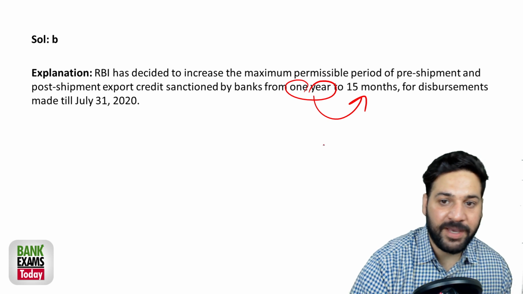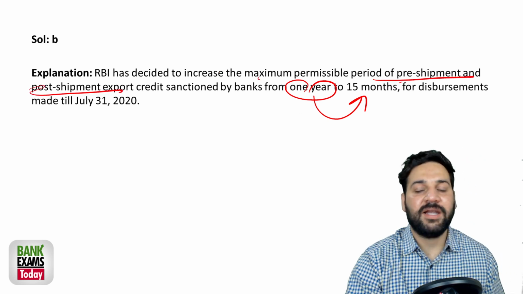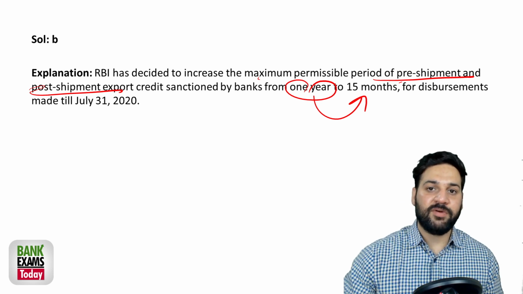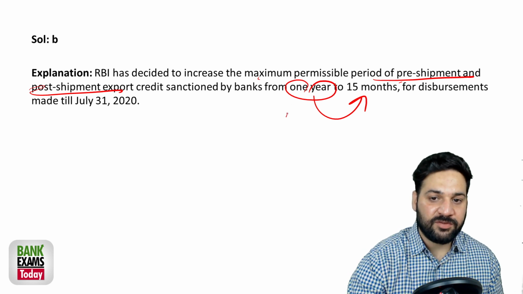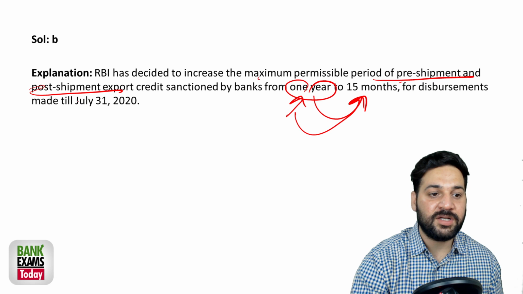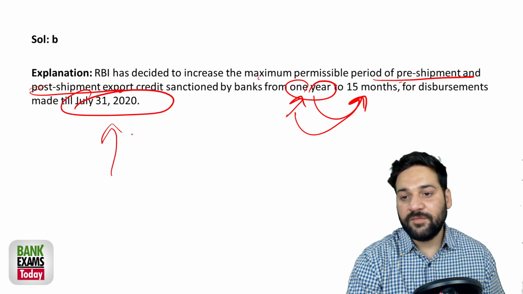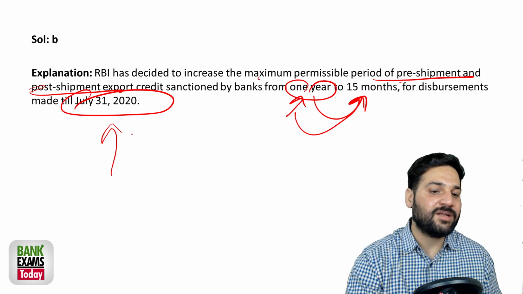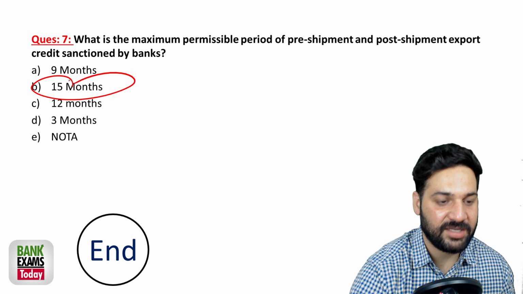The maximum permissible period of pre-shipment and post-shipment credit that banks provide as export credit was 1 year, but now that limit has been increased to 15 months for disbursements made till 31st of July 2020. Please remember that as well. For all the disbursements made till 31st of July 2020. So B is the correct answer.